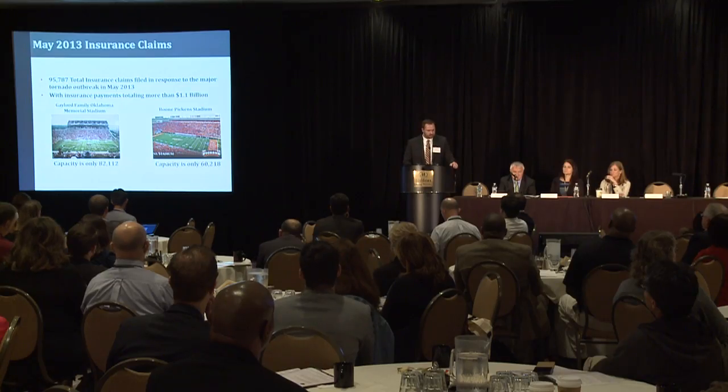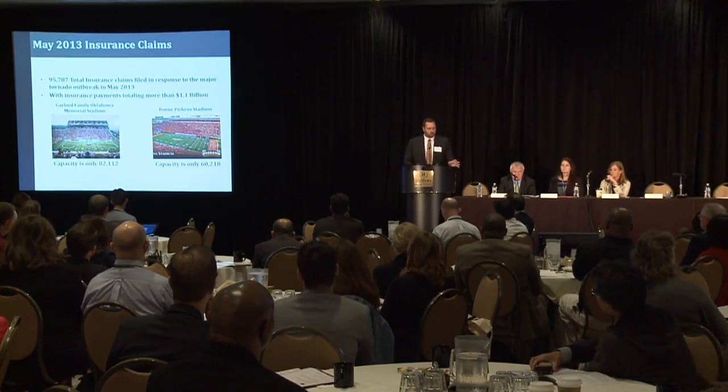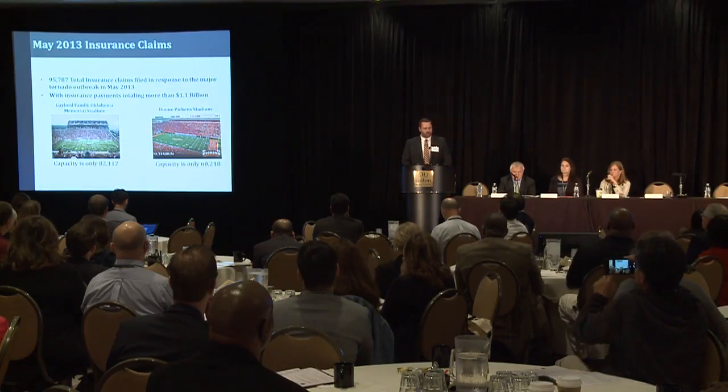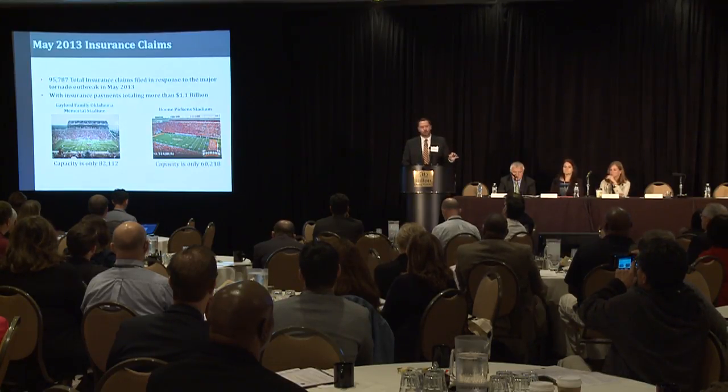Also in May of 2013, we had another tornado in Oklahoma in El Reno. It was actually the widest tornado ever recorded in El Reno in Oklahoma. So we learned a lot after that recovery about responding to natural disasters for our people. Because of those tornadoes in 2013, we actually had over 95,000 total insurance claims from those two tornadoes.